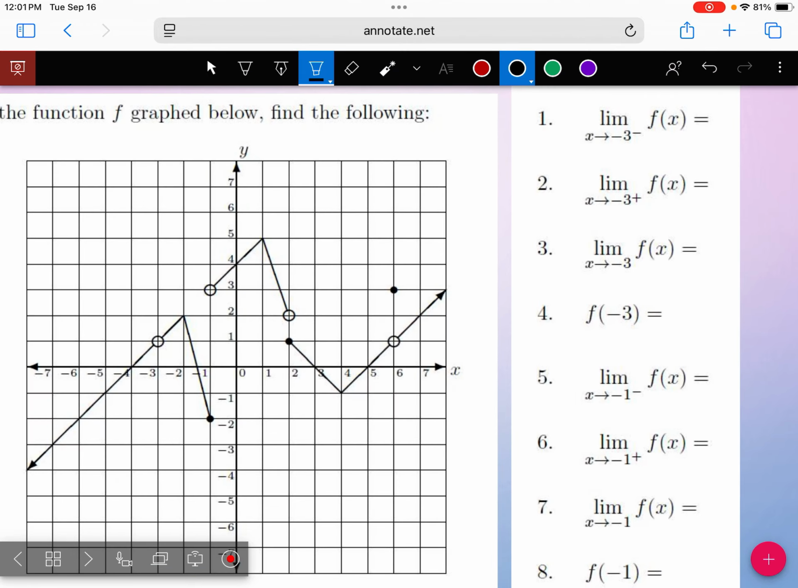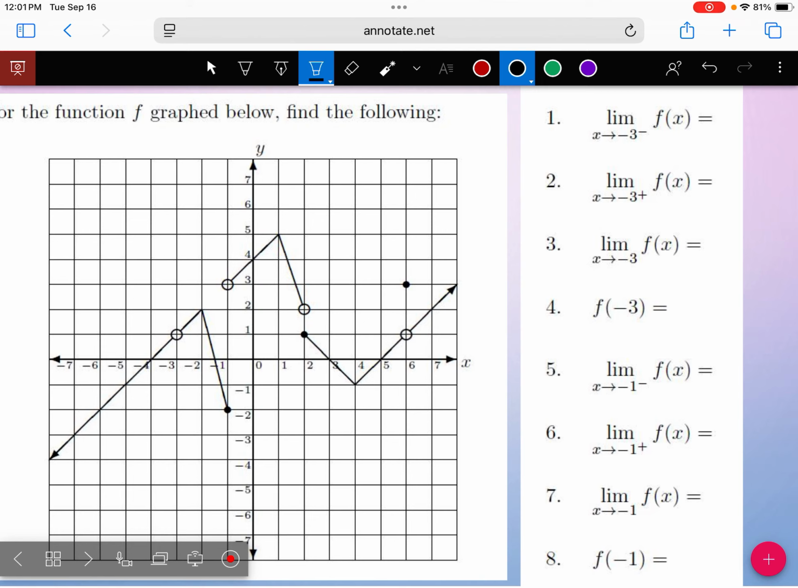1 through 4, we're looking at the graph at -3. So -3 is right here. What's happening on that pink wall? What kind of discontinuity do we have? A removable. Who agrees that it's removable? So the answer to 1, 2, and 3 should all be the same because a removable has a limit. So from both sides, the graph is approaching here. And what is that value where my laser is? 1.